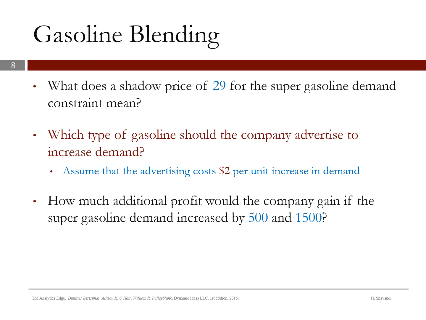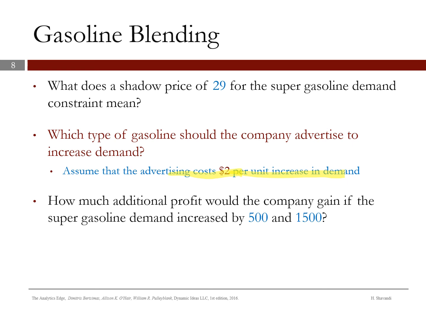We can use the shadow prices in our other decision makings, like which type of gasoline the company should advertise to increase demand. If we assume that the cost of advertising is $2 per unit increase in demand, then we see that the shadow price of super gasoline is higher than the other ones, so it's better to focus on increasing the demand of super gasoline. So we will run promotion and advertising plans for super gasoline.